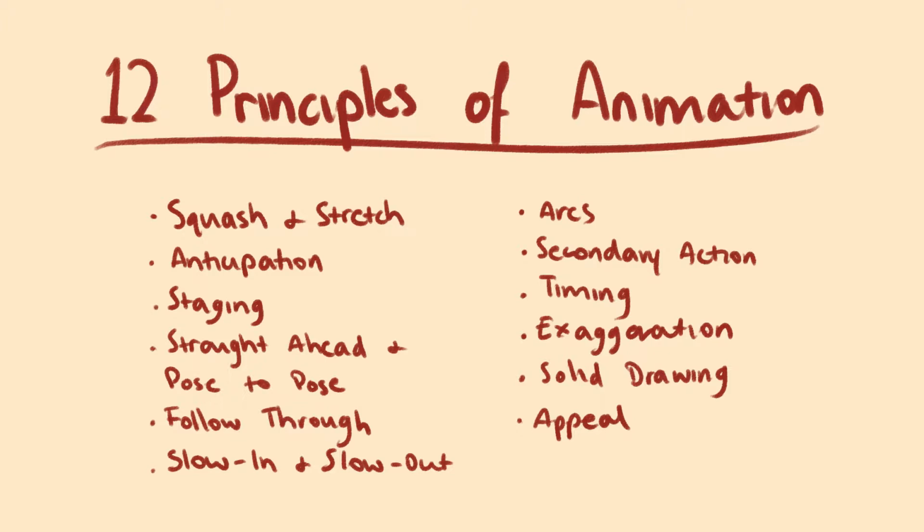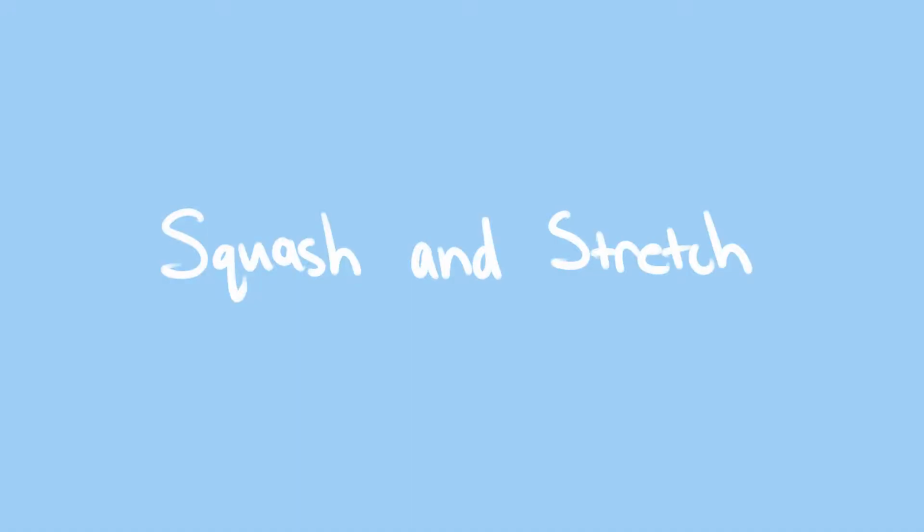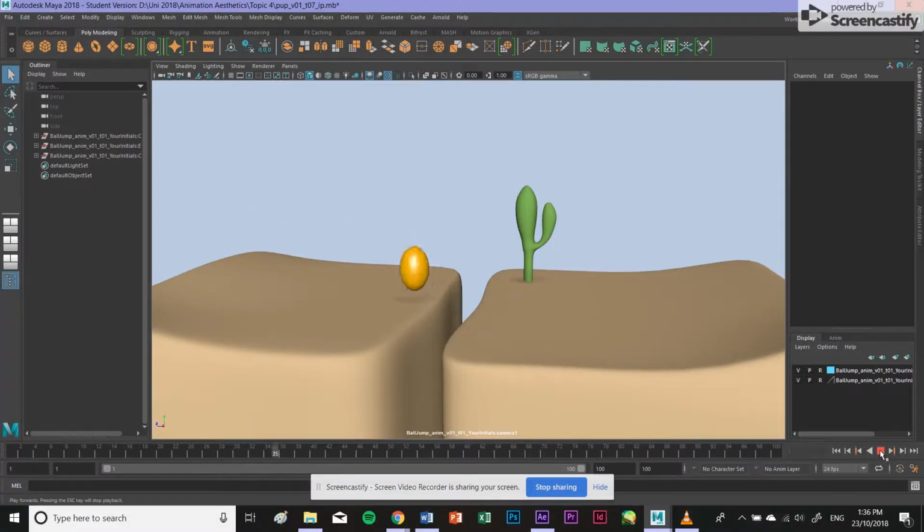I will be showing you some examples from my own work as well as clips from Avatar: The Last Airbender. The first principle is squash and stretch. It gives the illusion of weight and volume to an object or character as it moves and emphasises its speed and momentum. As you can see in my animation, when the ball bounces and hits the ground, it flattens out, giving the ball a sense of weight. As the ball then bounces upwards, it stretches, showing the speed at which the ball is travelling.